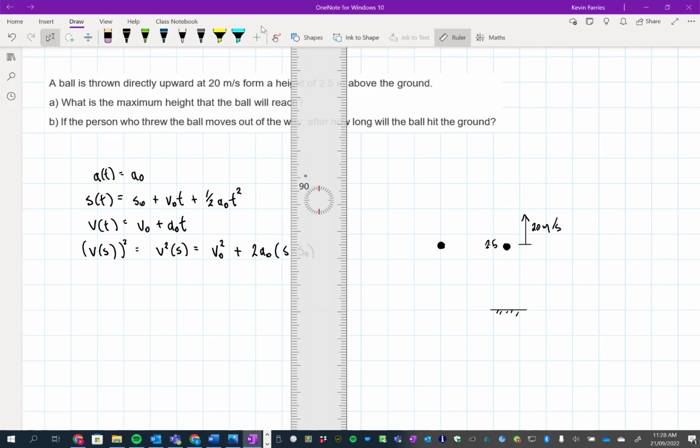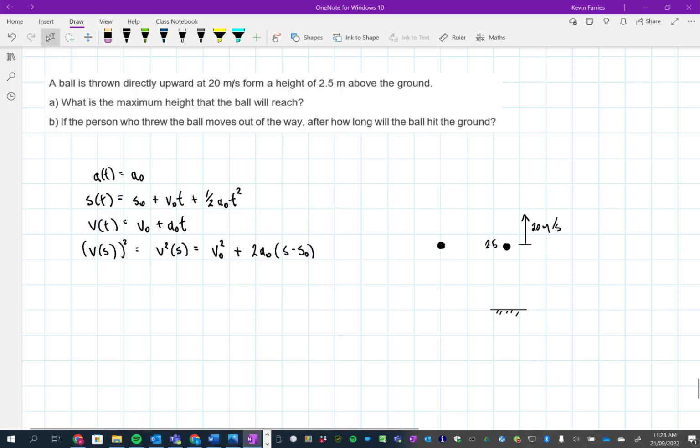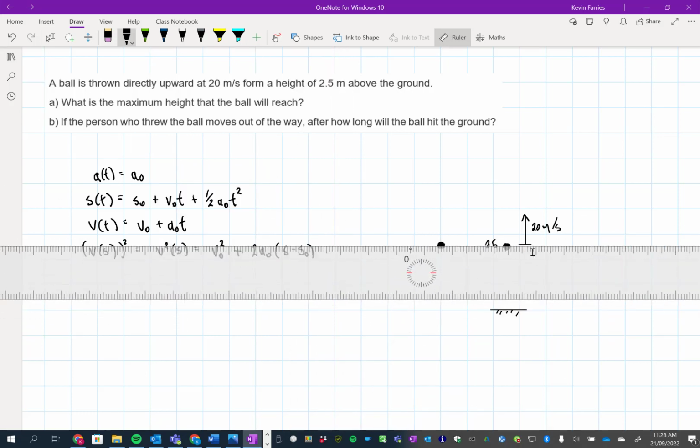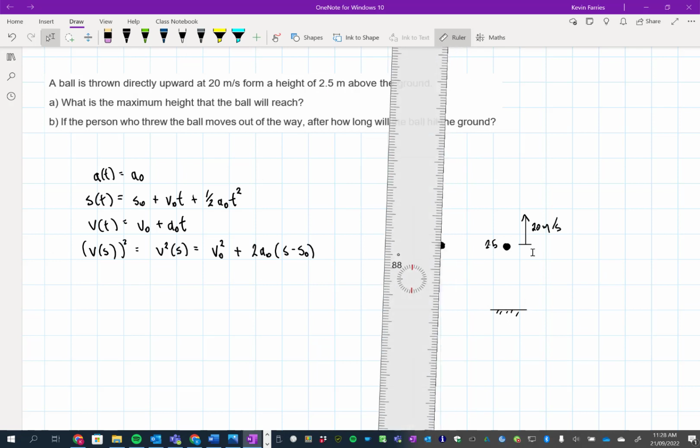So this time we've got a ball thrown directly upwards at 20 meters per second. And it's thrown upwards from a height of 2.5 meters above the ground. And so let's just mark that on, just doing a bit of a sketch of what the problem is.